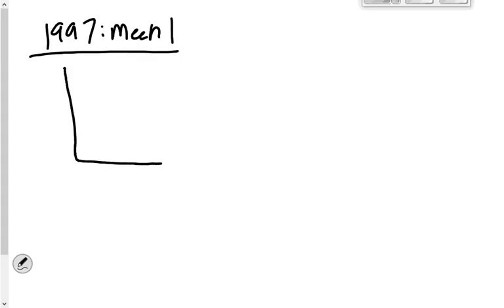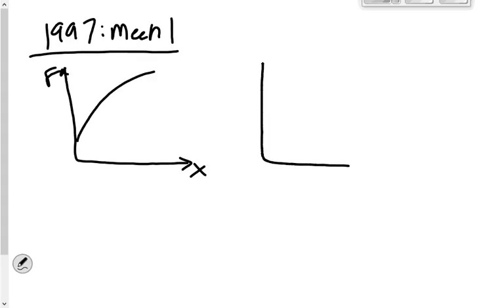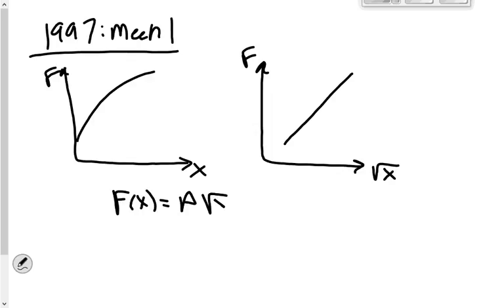So the first graph, which was force versus distance, kind of looks like that. And the second graph, which was force versus the square root of x, kind of looks like that. And we know that f of x goes as a radical x, or a x to the 1/2. So how do you figure out A? Zoe, what did you do?